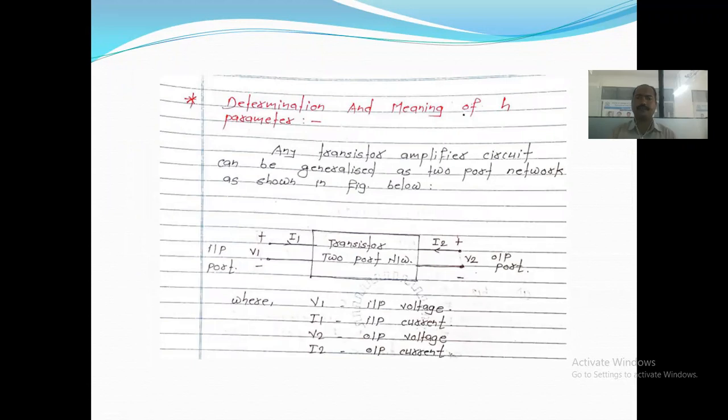Determination and meaning of H parameter. Now see, H indicates hybrid parameter. Hybrid indicates that, as I already told you regarding the H parameter, H indicates hybrid. So when all the things coming with respect to your transistor are not the same, meaning same units, it is nothing but a voltage divided by voltage or current divided by current. So it doesn't have any unit.